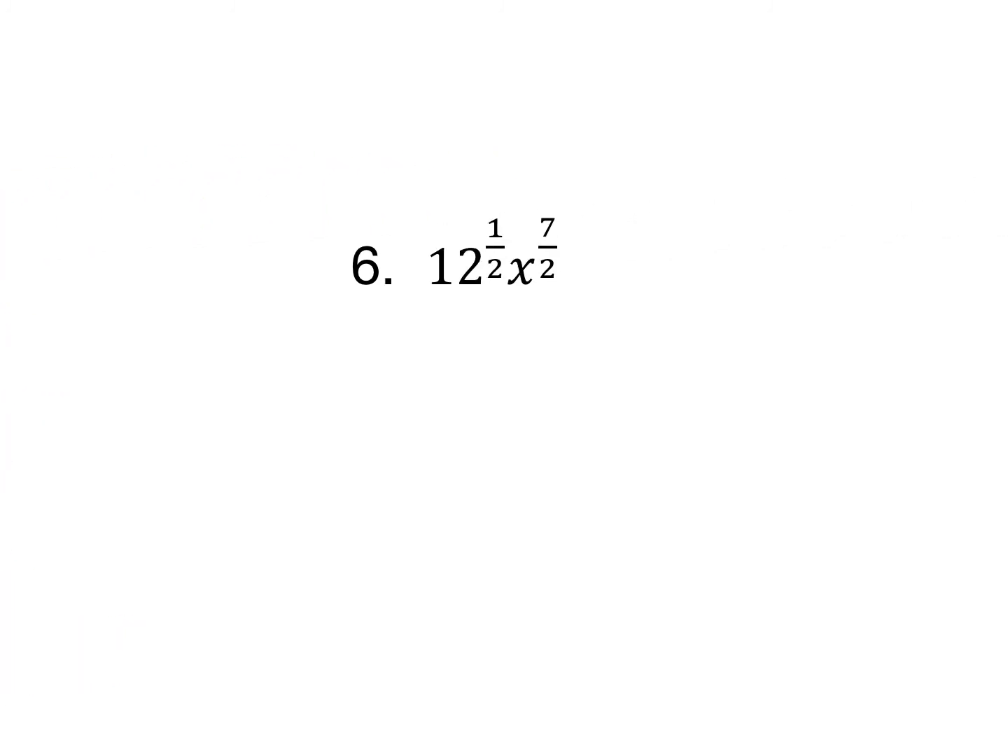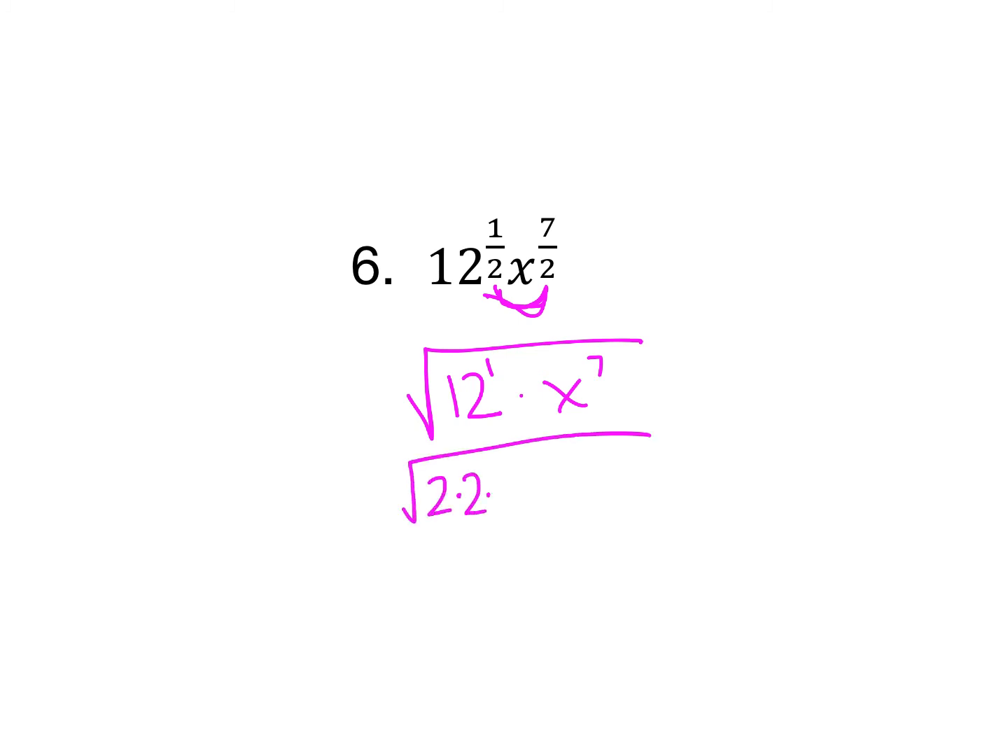Okay, and then we're on the very last one. I'm noticing first thing that I already have a common denominator. So let me go ahead and write this as the square root of 12 to the 1st times x to the 7th. Now, you've dealt with radicals before. This is simplifiable, and I can tell because 12 is 2 times 2 times 3, and x to the 7th is 1, 2, 3, 4, 5, 6, 7 x's.